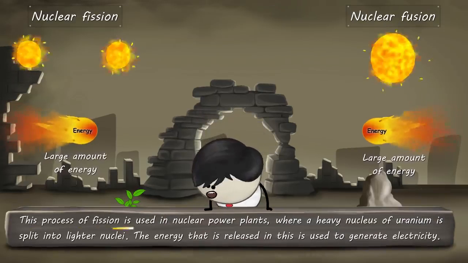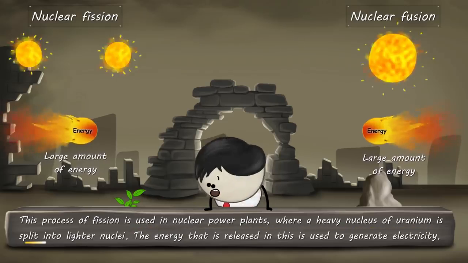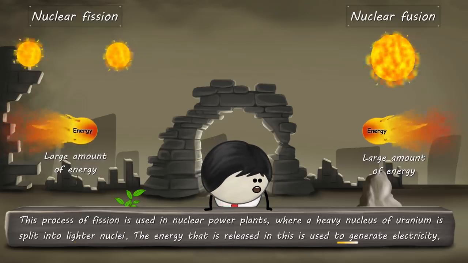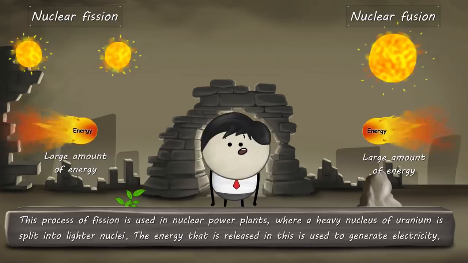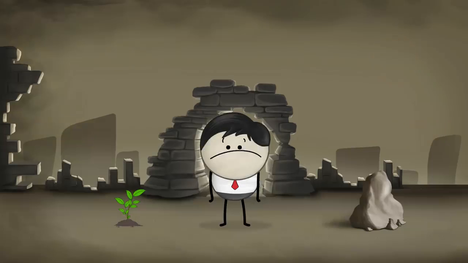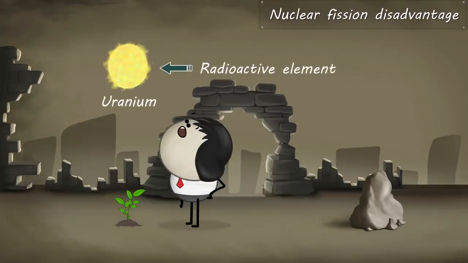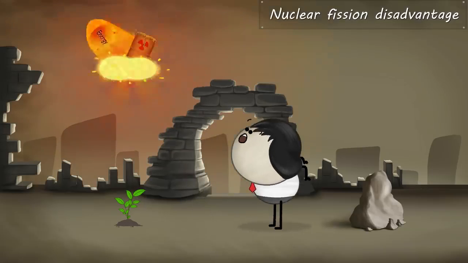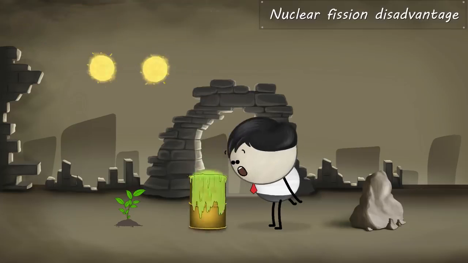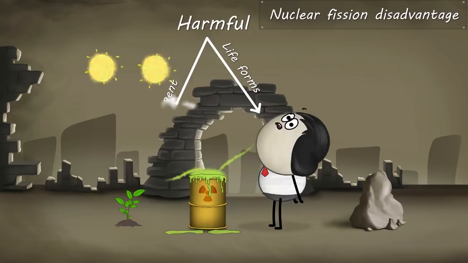This process of fission is used in nuclear power plants, where a heavy nucleus of uranium is split into lighter nuclei. The energy that is released in this is used to generate electricity. However, there is a major disadvantage of nuclear fission. Wondering what it is? The major disadvantage is that uranium is a radioactive element. When uranium undergoes fission, it generates radioactive waste along with energy. This radioactive waste is very harmful for most life forms and the environment.